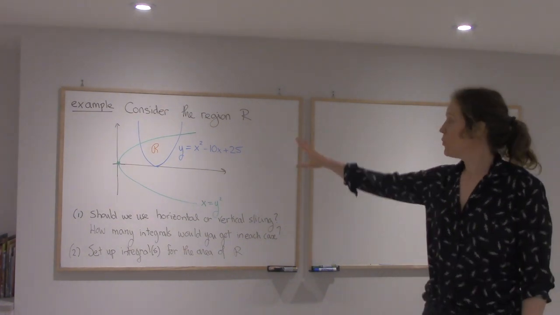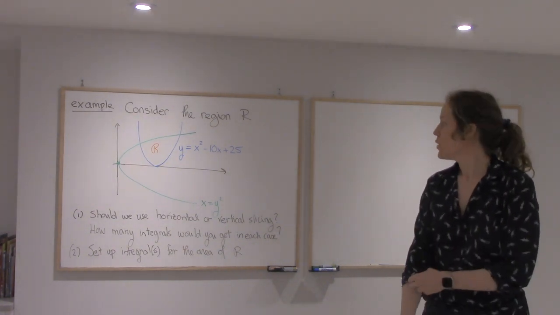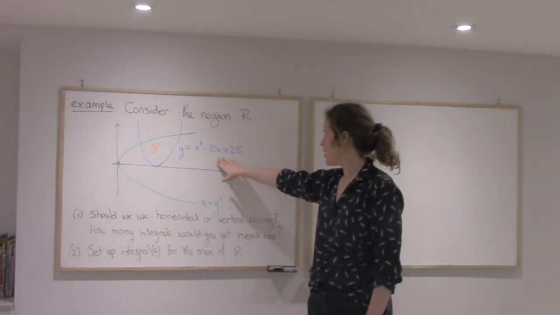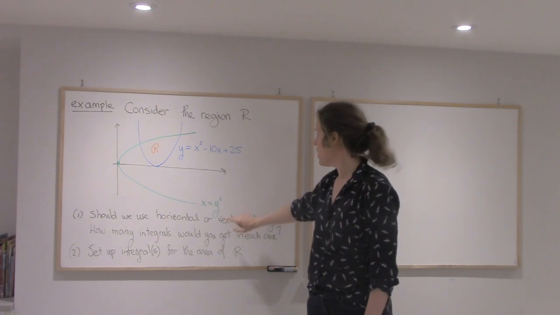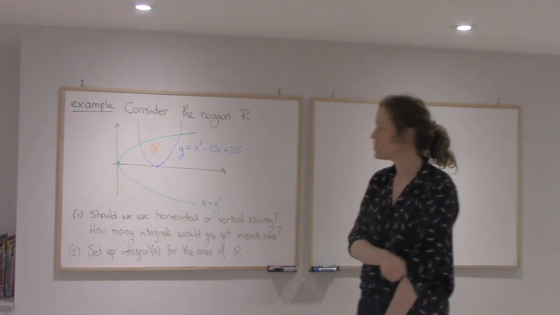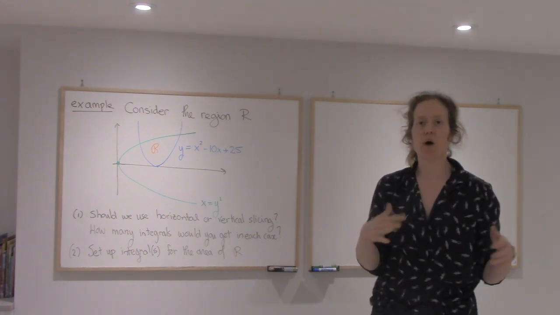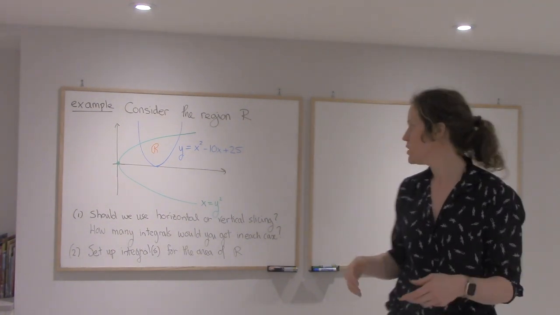In this video, we'll be answering this question. We have a region bounded by two curves. We have x squared minus 10x plus 25 equals y, and we have x equals y squared. So one is a sideways parabola, one is a regular parabola. We want to find the area of this region.